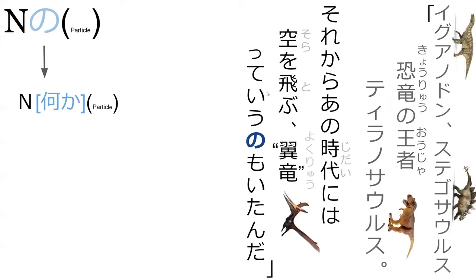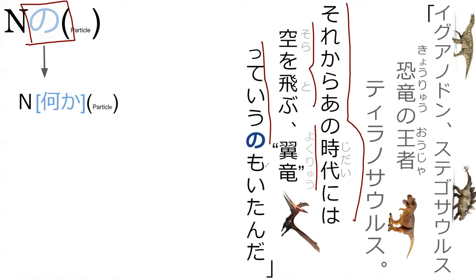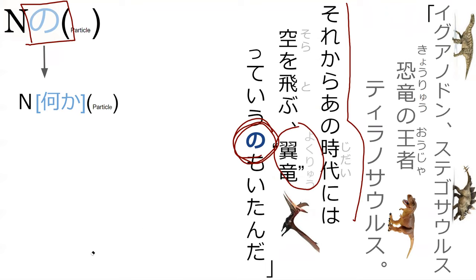Does that make a little bit more sense? Oh, why'd it go backwards? I have that twice for some reason. Do you remember the pronoun no? For example, それからあの時代には空を飛ぶ翼竜っていうのもいたんだ。This no right here. So this no refers to the previous thingy. So the 翼竜. What kind of thing is the 翼竜? Noun. Yes, that is correct.